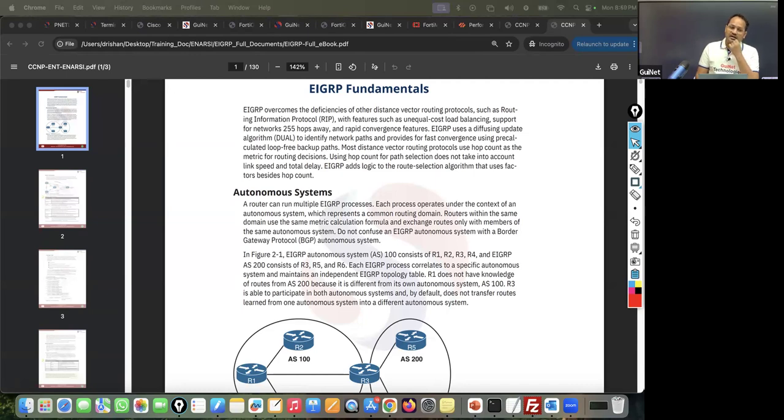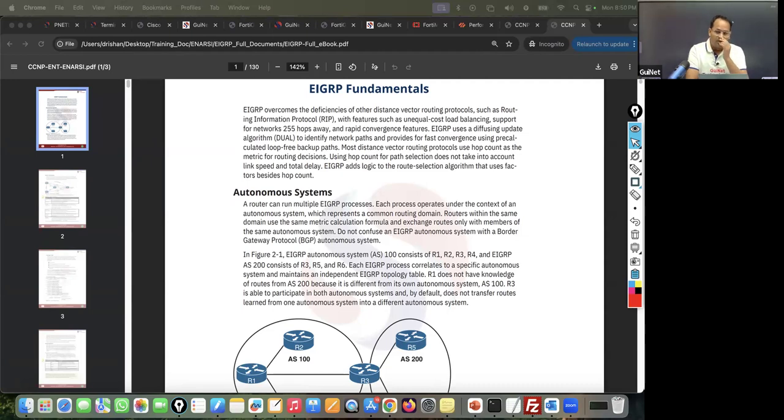So think about it this way. Let's suppose I want to deploy EIGRP. Shall I consider it for global deployment? If all my devices are Cisco, that is fine. But if you want to use EIGRP for non-Cisco devices, many devices still do not support it.